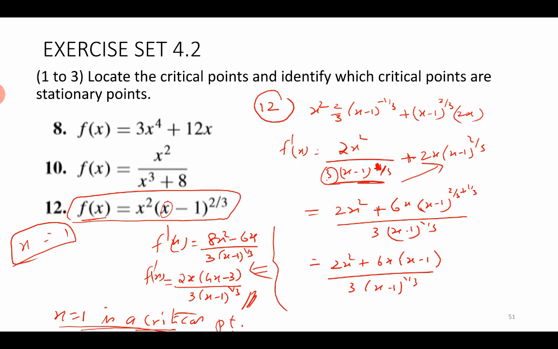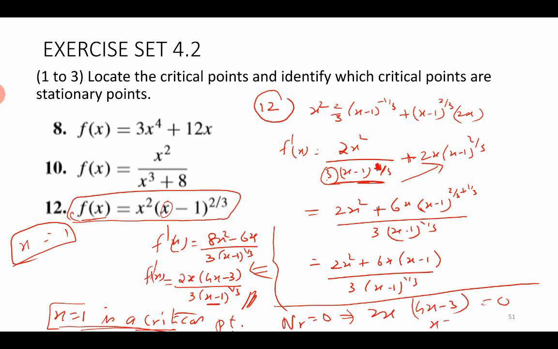A critical point is a point at which the function is defined but the first derivative does not exist, or if it exists, it is 0. But here the denominator is 0, so the first derivative will be infinity at x equal to 1. So x equal to 1 is a critical point alone, not a stationary point. For finding another critical point and stationary point, take the numerator equal to 0. What do you get? 2x into (4x minus 3) is 0. 2x gives x equal to 0, 4x minus 3 gives x equal to 3 over 4. So these two are critical points and stationary points, and the first derivative will be 0 there. Those points are stationary points, isn't it? So every stationary point is a critical point.